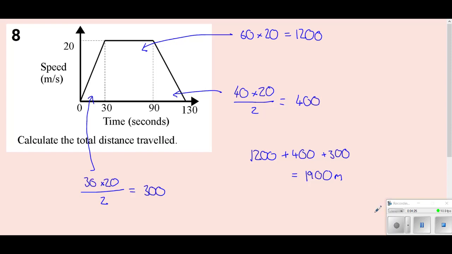This would probably be a 3 mark question. 1 mark for calculating the correct one of the 3 correct areas. Second mark for a correct process to calculate all 3 areas. Final mark for the correct answer.